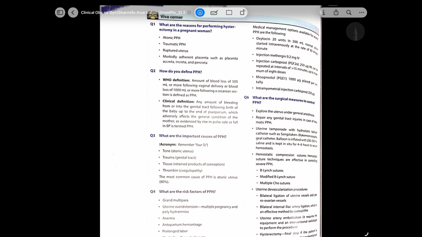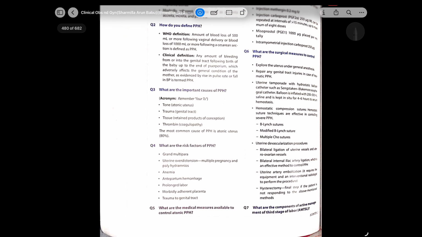What are the important causes of PPH? Remember the 4 T's: tone, trauma, tissue, thrombin. Tone is atonic uterus, trauma is genital tract trauma, tissue is retained products of conception like placenta and all, thrombin is coagulopathy. The most common cause of PPH is atonic uterus.